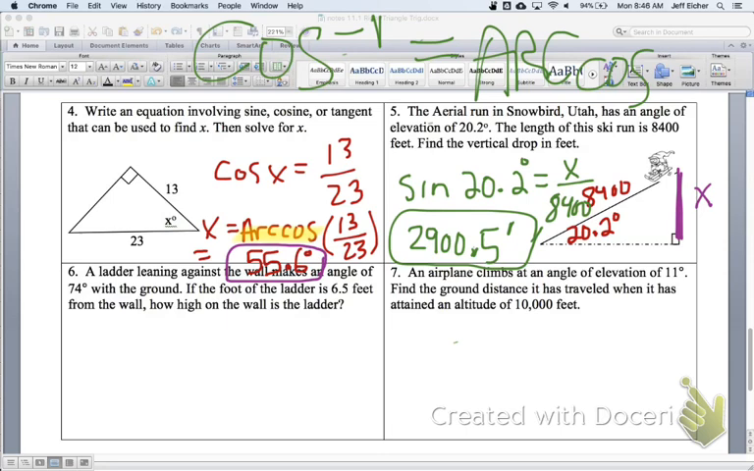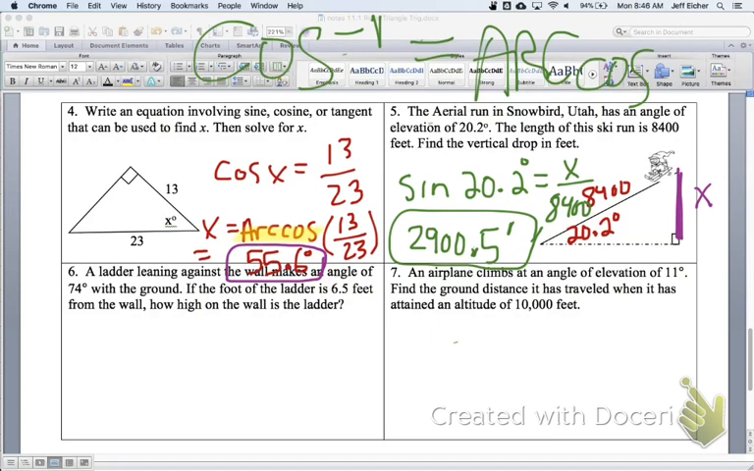So I used the sine ratio. I was given the angle, so I didn't have to do inverse sine or arc sine. Just type it right like that: sine of 20.2 times 8,400. I got a vertical drop of 2,900 feet, so about a half a mile vertical drop.